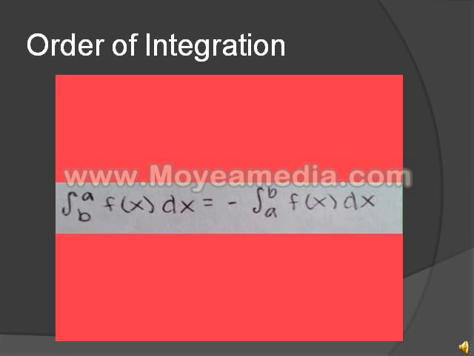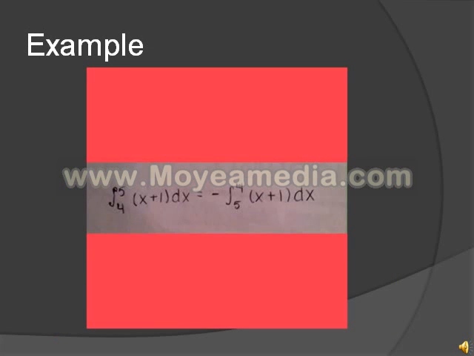The order of integration states that the integral from b to a of f of x dx is equal to the negative integral from a to b of f of x dx. Using the order of integration, the integral from 4 to 5 of x plus 1 dx would equal the negative integral from 5 to 4 of x plus 1 dx.